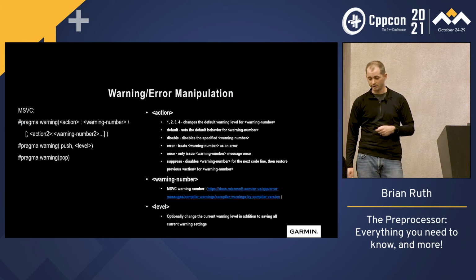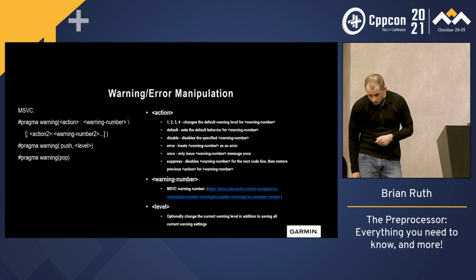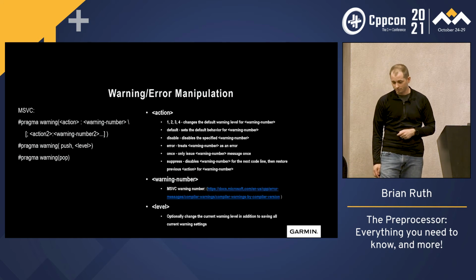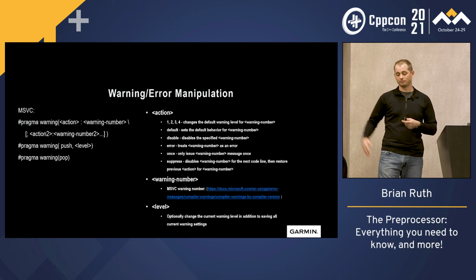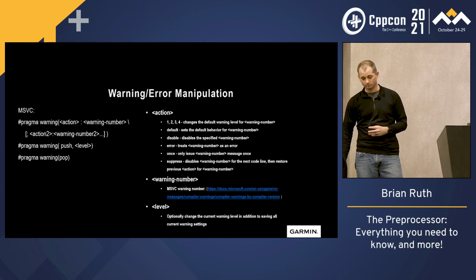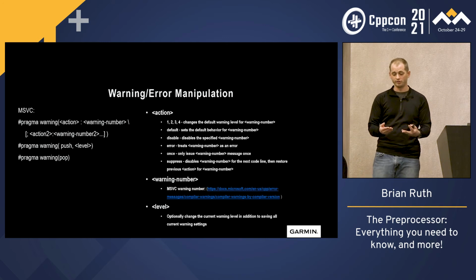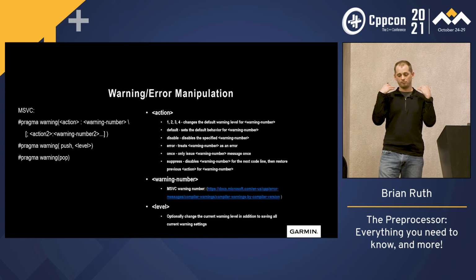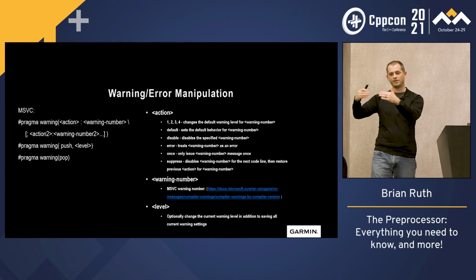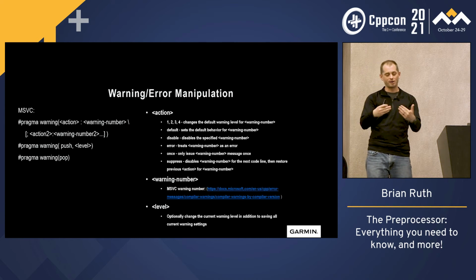Suppress is going to disable the next line, and then pop is going to restore the previous action for the warning number. Oh, it disables the previous action, yeah. The MSVC warning numbers, link there. And then the level is optional, so when you're doing the pragma warning push and pragma warning pop, you'll be able to say push the current level up and then change to this level, and then pop is going to restore whatever level.